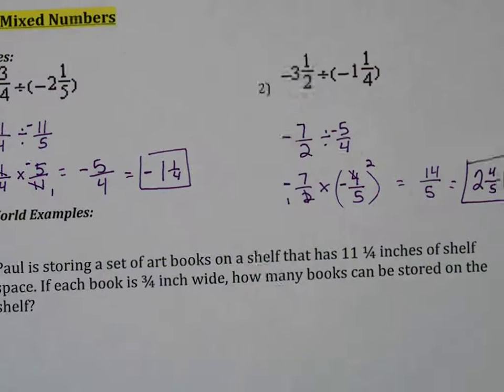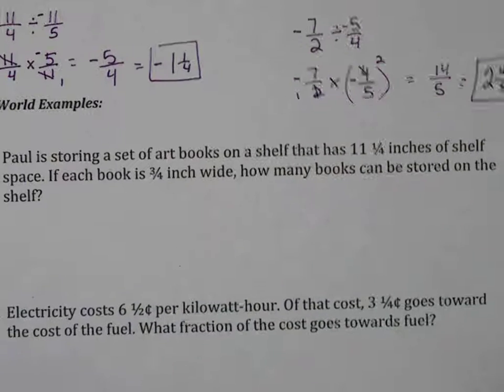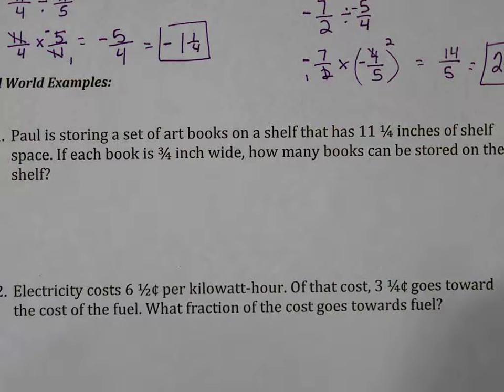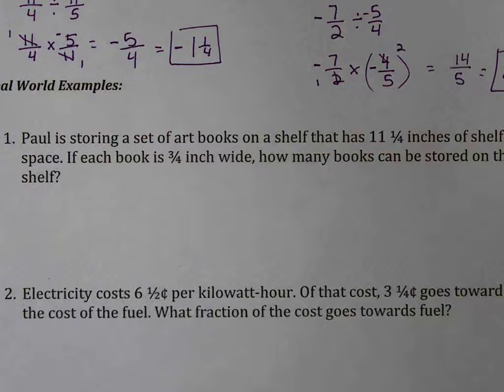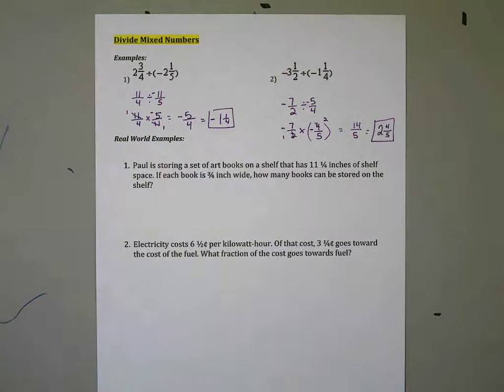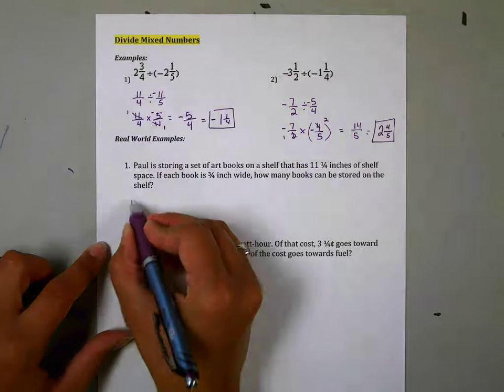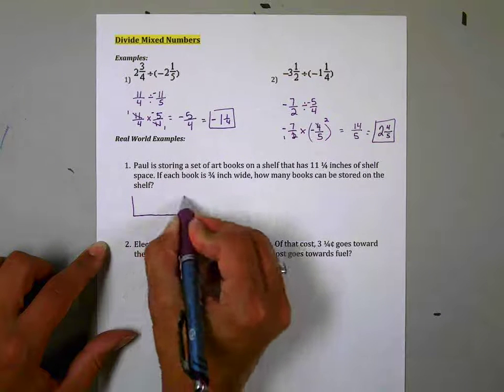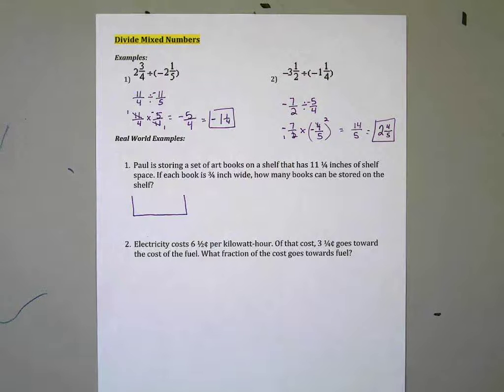Now, so far we've just talked about the multiplication and division, just the computation. Now let's look at a real-world example and see what this might look like with division. Paul is storing a set of art books on a shelf that has 11 1/4 inches of shelf space. If each book is 3/4 inches wide, how many books can be stored on the shelf? When we're looking at this, I like to draw a picture, because sometimes students get confused why sometimes when we divide by a fraction our number ends up being bigger. So if you do a drawing, it does help make it make sense.